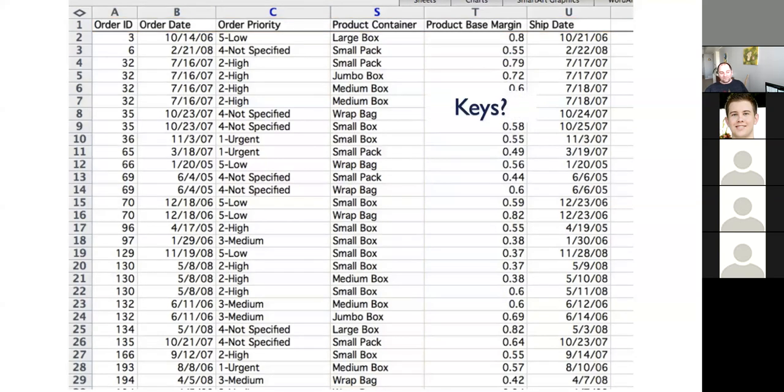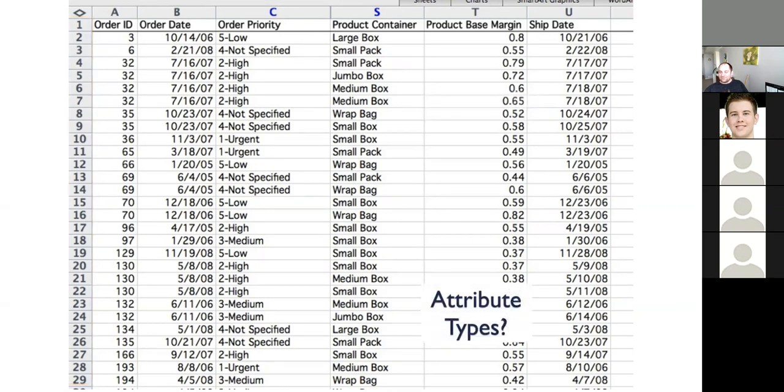And now, feel free to speak out or write in the chat: where are the keys here? We have keys. A lot of people saying order ID. Exactly, ID doesn't work because there are duplicates. In fact, the keys here are implicit, they're the row number.